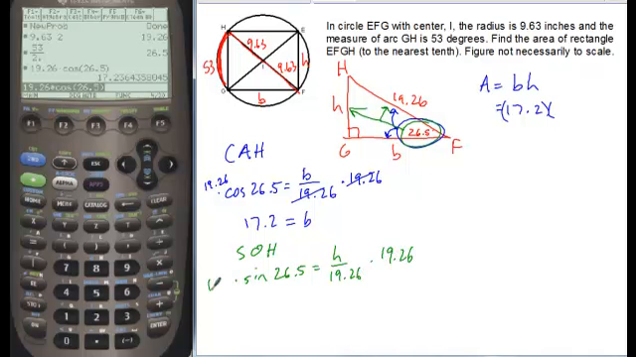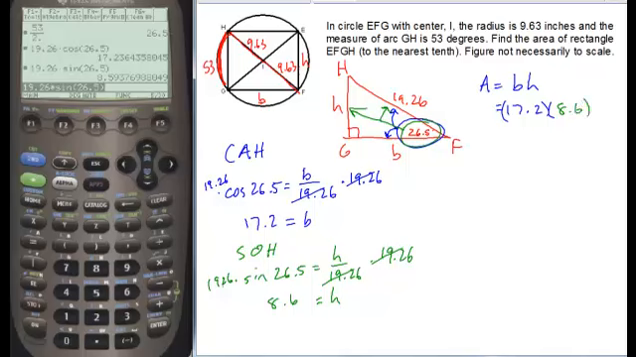If we multiply both sides by 19.26, we can isolate and solve for h. And so again, 19.26 times here the sine of 26.5. Calculate, we get our height to be about 8.6.